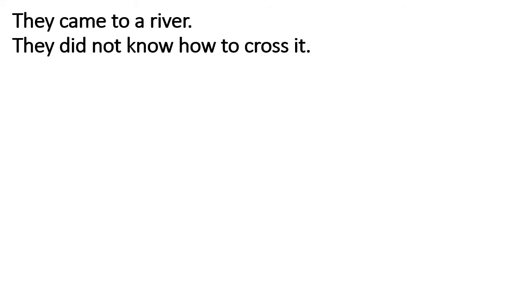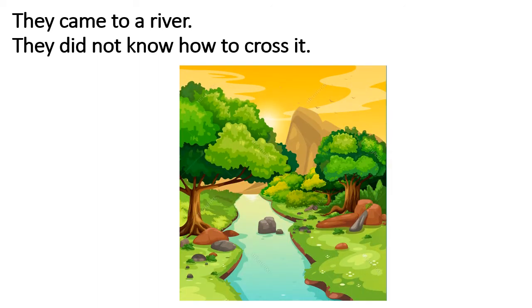They came to a river. They did not know how to cross it. So what happened is, in the forest there was a river. Do you see this river in the picture? Now, can you cross that river? No, right? Because it does not have a bridge. You require a bridge to cross from one side of the river to the other. Now, in this picture, you see that there is no bridge, so it becomes very difficult to move from one side to the other.